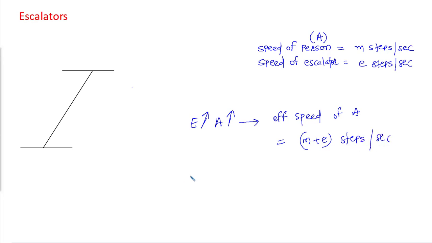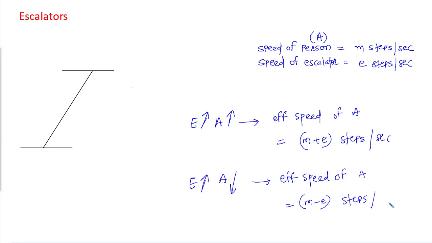When the escalator is moving upward and the person is moving downward, the escalator is opposing that person. In that case the effective speed of the person is going to be m minus e steps per second. But in this situation the person is able to come down only if the speed of the person is more than the speed of the escalator.